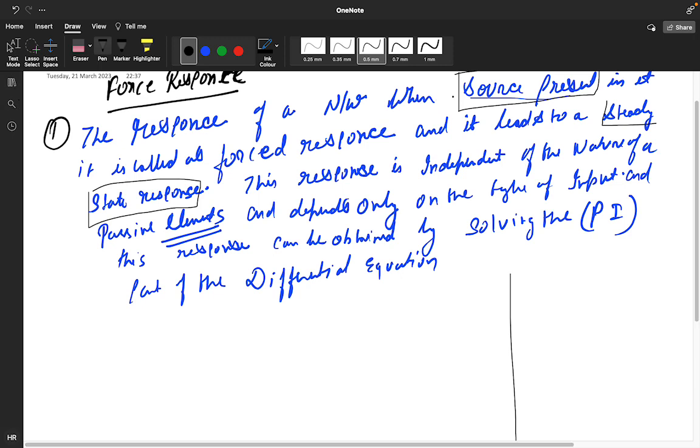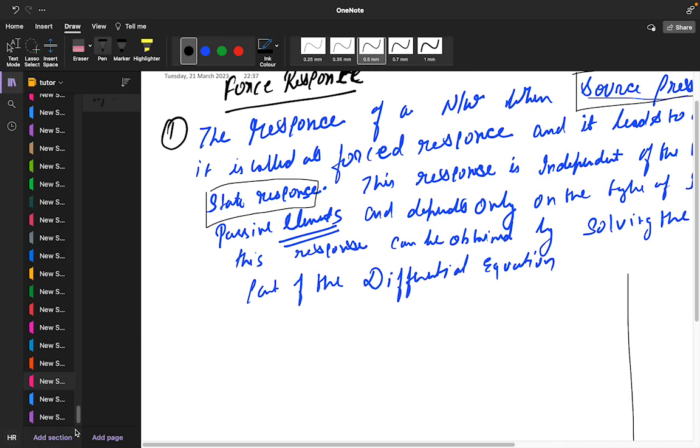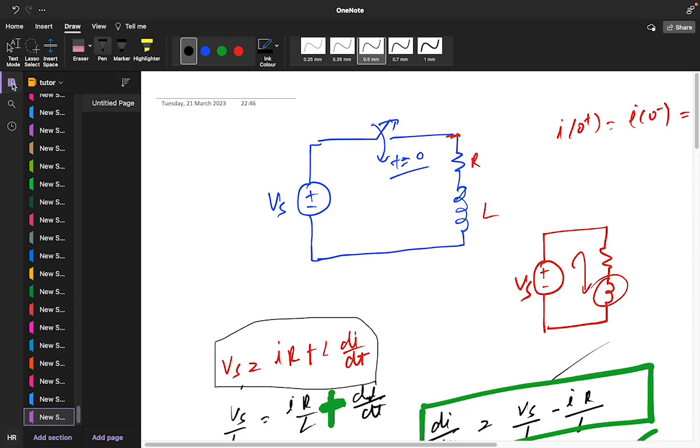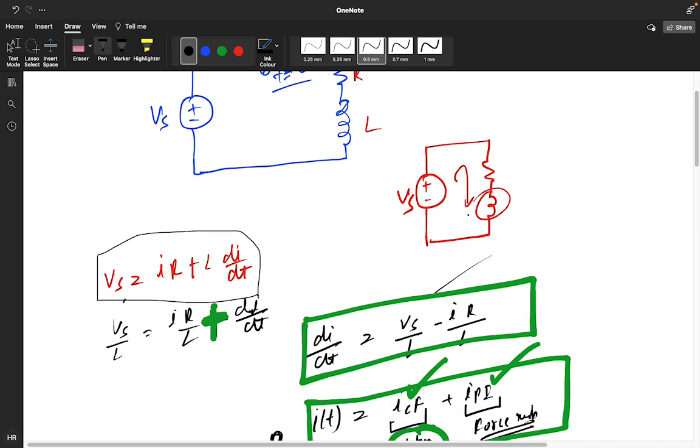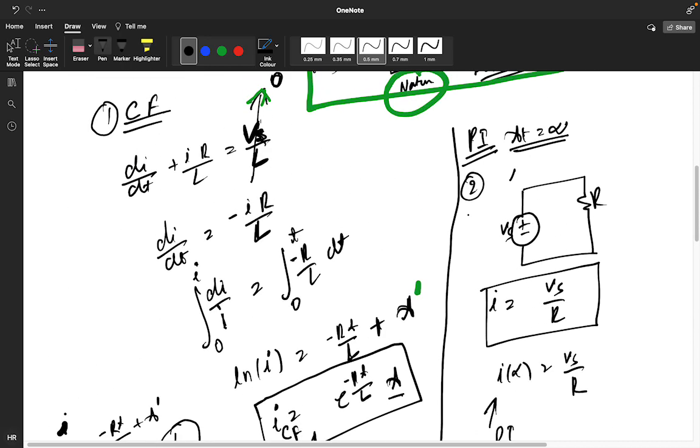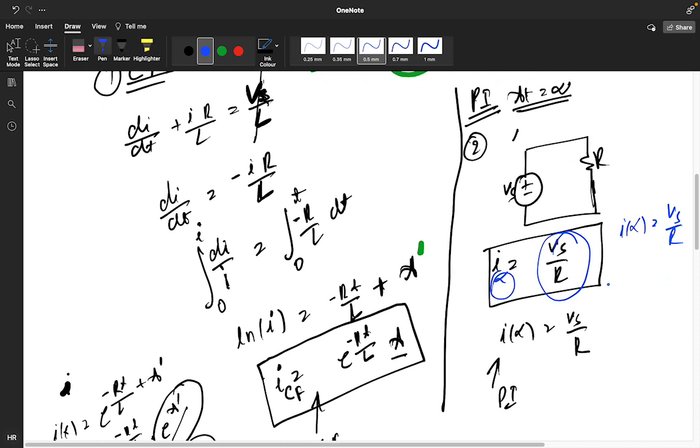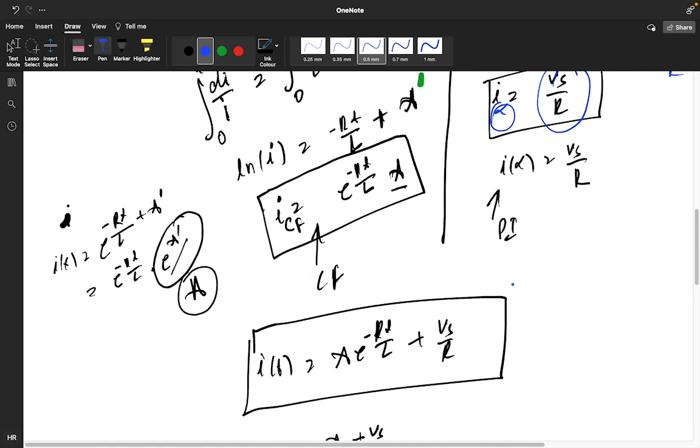And here we have to consider the source. So that's why we consider the source, and the inductor is short circuited, and we got the I infinite current. Basically you have to find the I infinite current. So you are getting I of infinite as Vs by R. Now you got this is your particular integral, this is your complementary function. Add those functions, you will get the equation of the current.